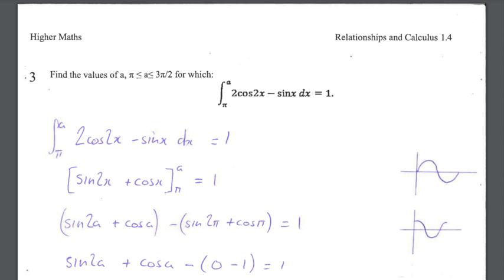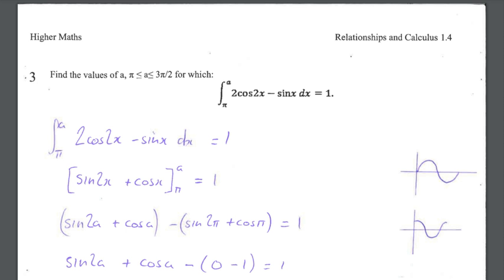So question 3 here: find the values of a, where a is greater than or equal to pi and less than or equal to 3 pi by 2, for which the integral from pi to a of 2 cos 2x minus sin x dx equals 1.